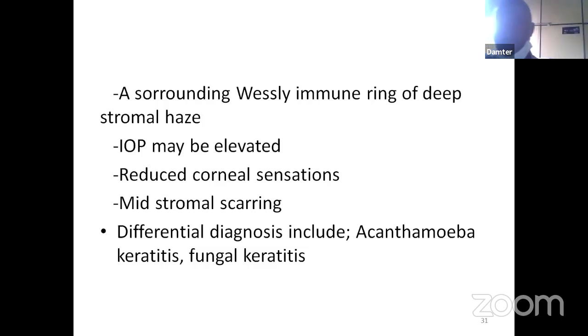A Wessely ring is like a round deposit on the cornea, and it is due to the deposit of the viral antigen or immune complexes of the virus and the immunoglobulins deposited on the cornea, and it is in a ring pattern on the cornea. Because of the involvement of the anterior chamber and possible trabeculitis that could occur, the IOP may be elevated. There's reduced corneal sensation. There is mid-stroma scarring. The differential diagnosis of Disciform Keratitis includes keratitis from acanthamoeba and fungal keratitis.